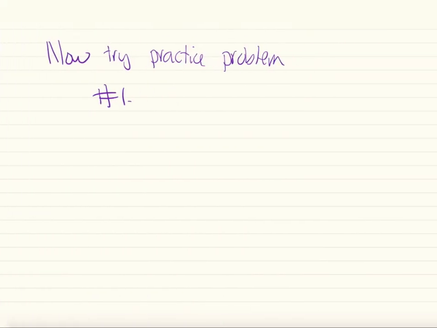So now that you've finished finding this derivative numerically in the video, you can try practice problem number 1, which asks you to basically do the same thing for a different function. And that'll help you know if the ideas in the video have made sense to you.